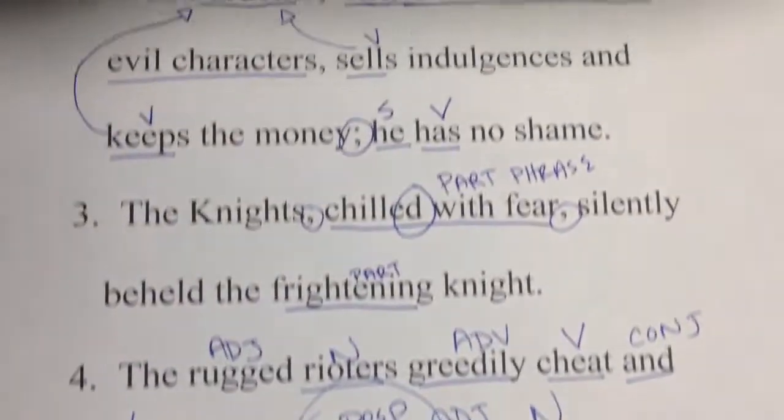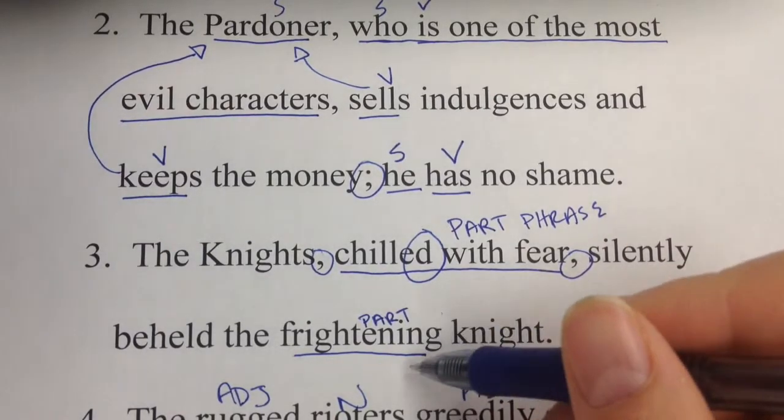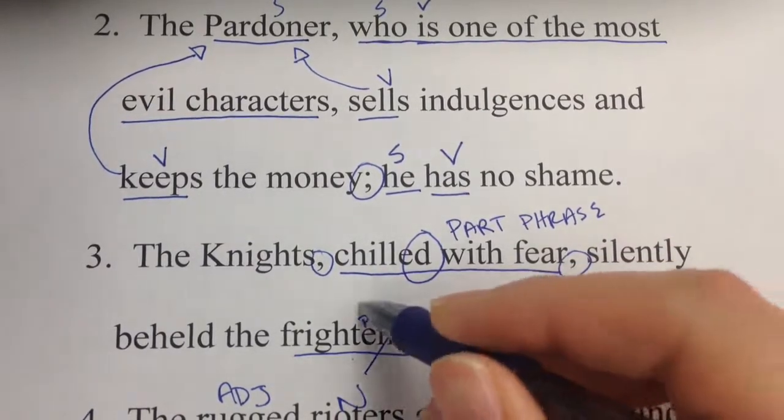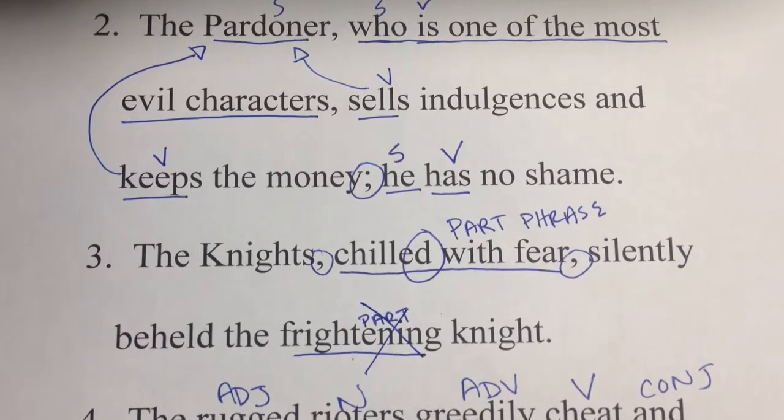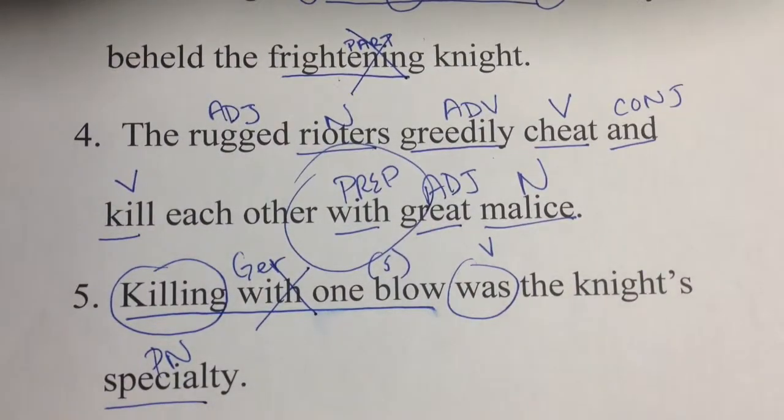If you contrast that with participles up here, like I used a participle in front of night, "frightening," we could actually delete this. See, we could just say "silently beheld the night," and it's fine. So there shows the contrast between participles and gerunds.